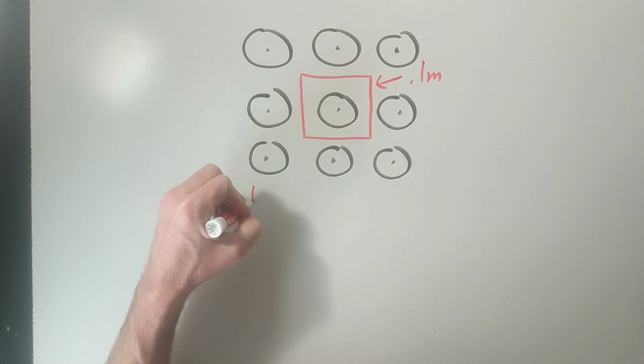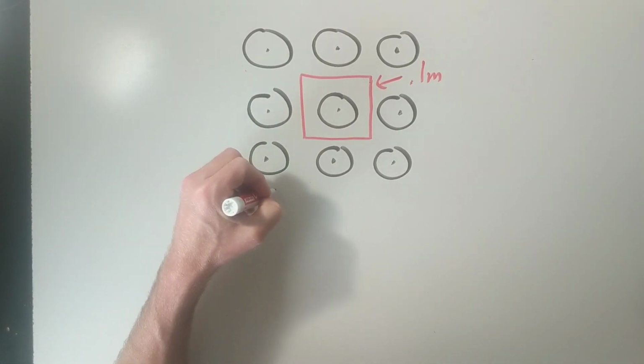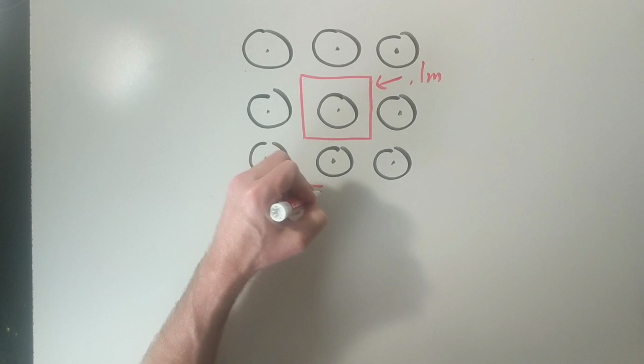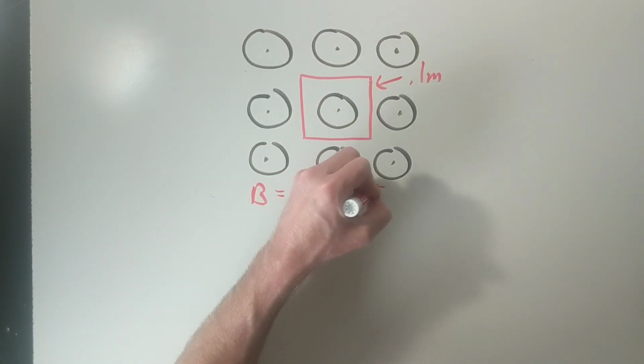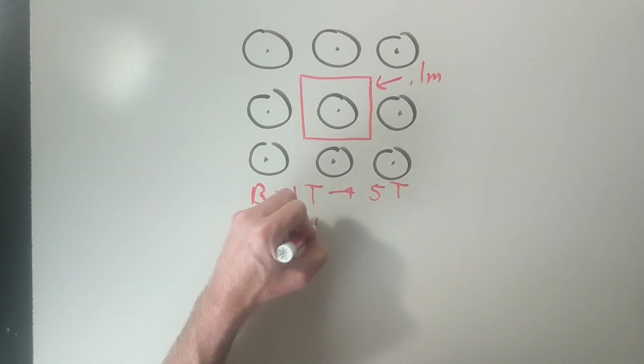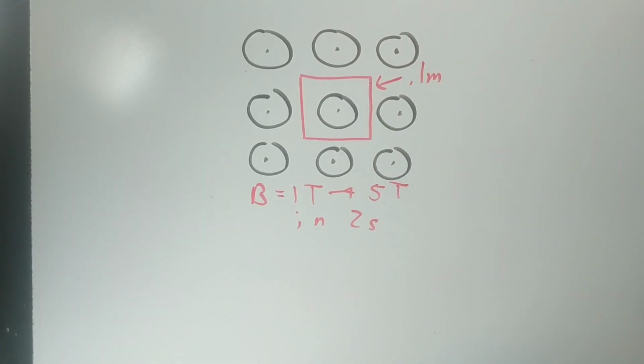So in this case, the magnetic field starts out at 1 Tesla and increases to 5 Teslas in 2 seconds. So the question is, what's going to happen in terms of the voltage that's generated here?